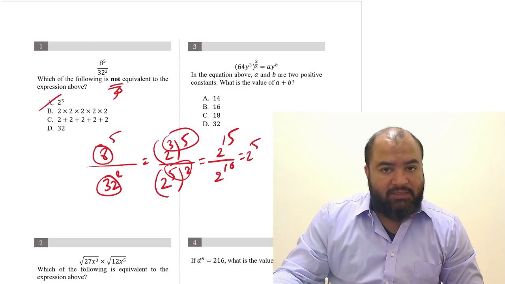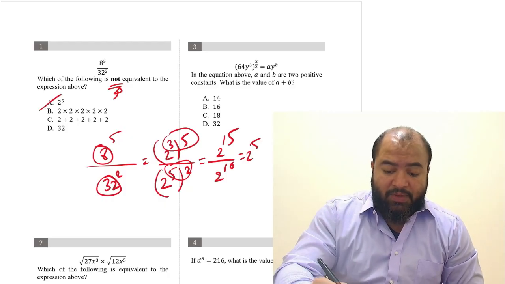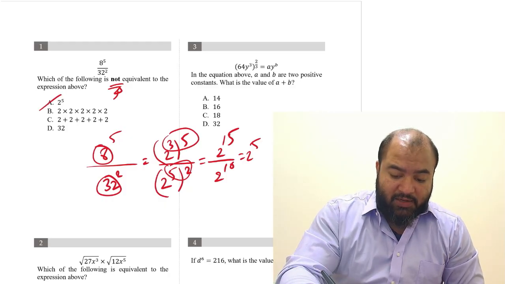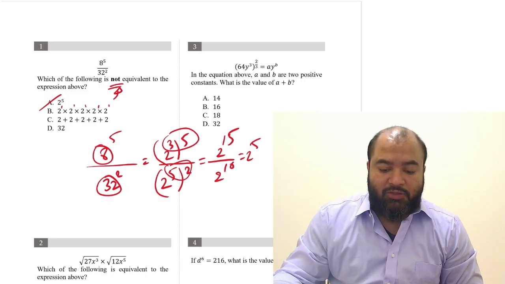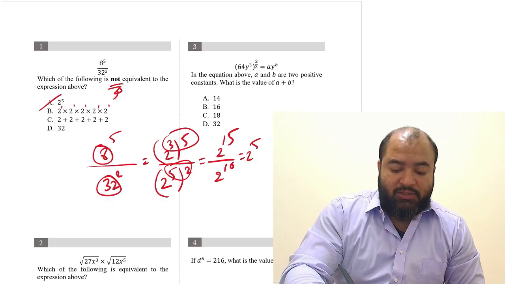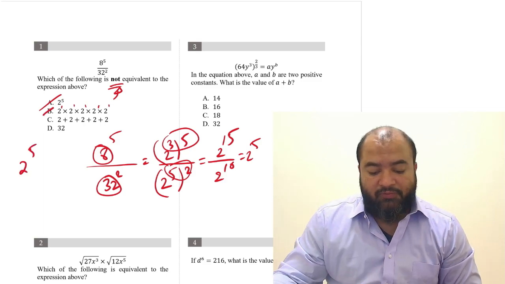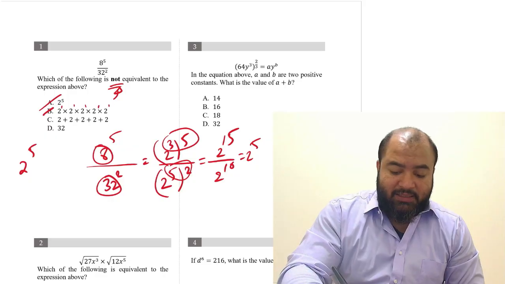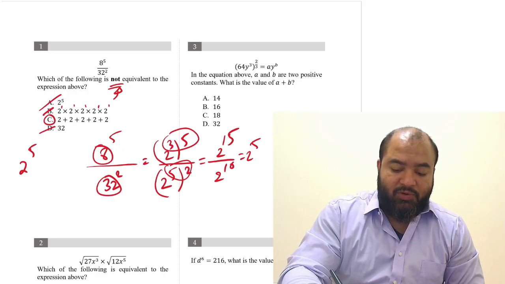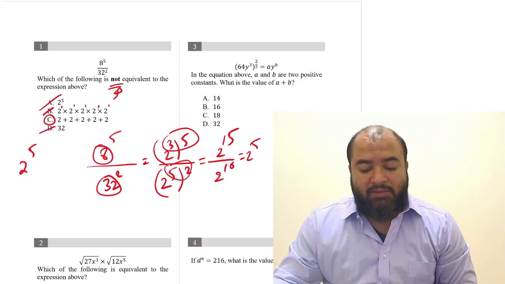So A is equivalent to 2 power 5. B, they're like 5 multiplying 5 2's. So each one of them has a power 2. When you're multiplying, you add the power, so it's 2 power 5. So B is also 2 power 5. And 2 power 5 is 32. So C will be the answer because when you're adding, you don't add the power.